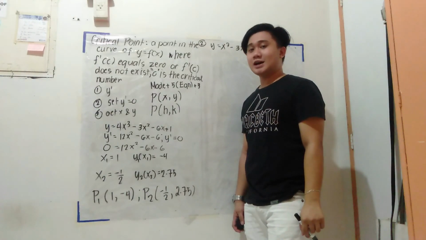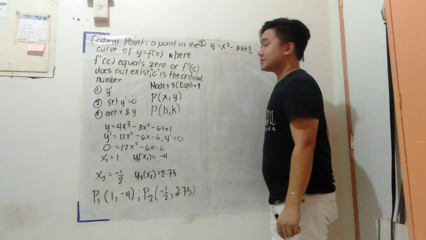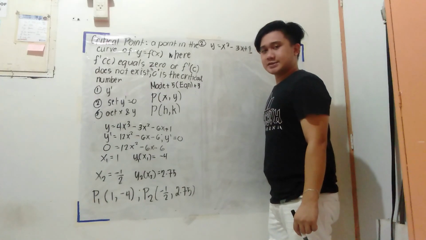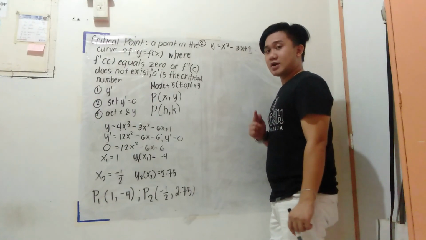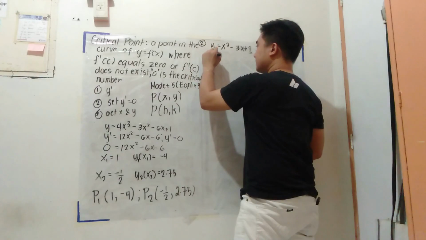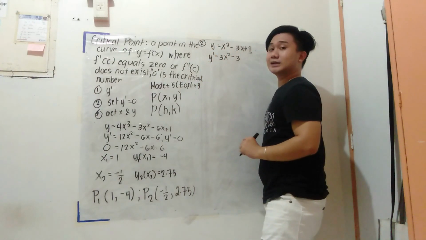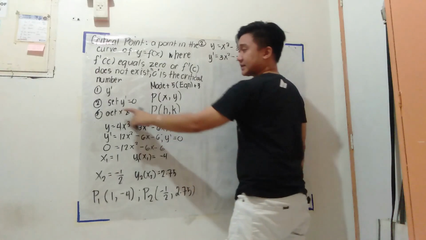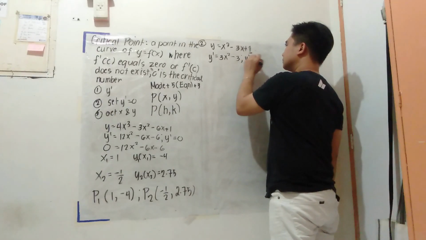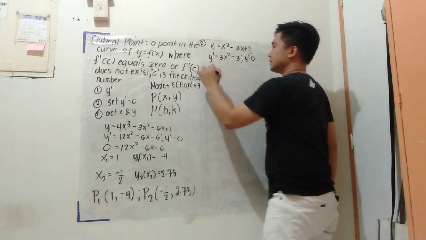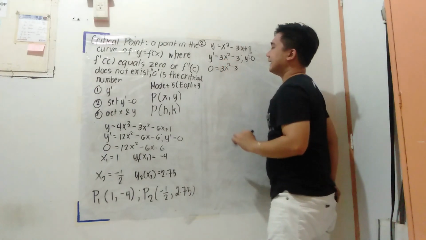Moving on to the second example, what we have here is y equals x cubed minus 3x plus 1. In order to get the critical points, the first step is to get the first derivative. So y prime is equal to 3x squared minus 3. Second step, set y prime to 0. Y prime is equal to 0, so 0 equals 3x squared minus 3.